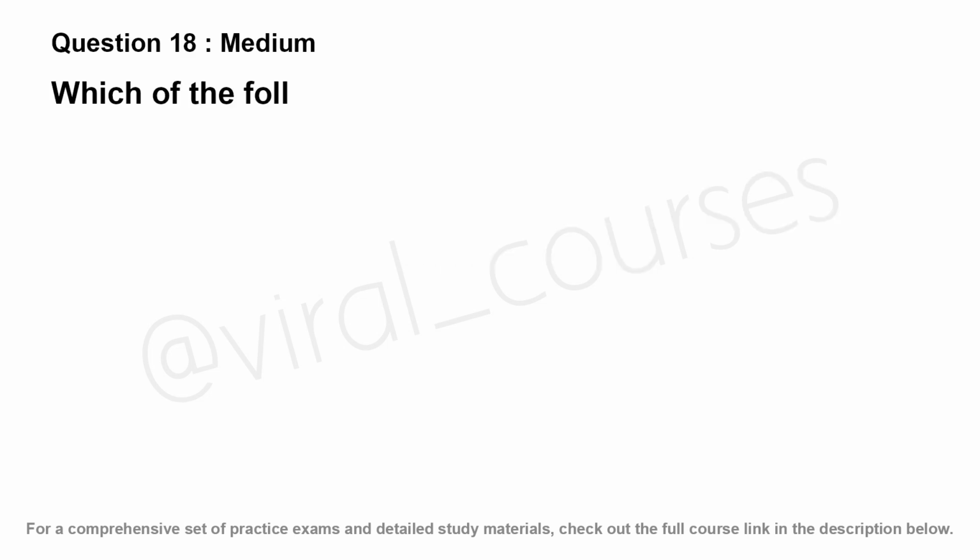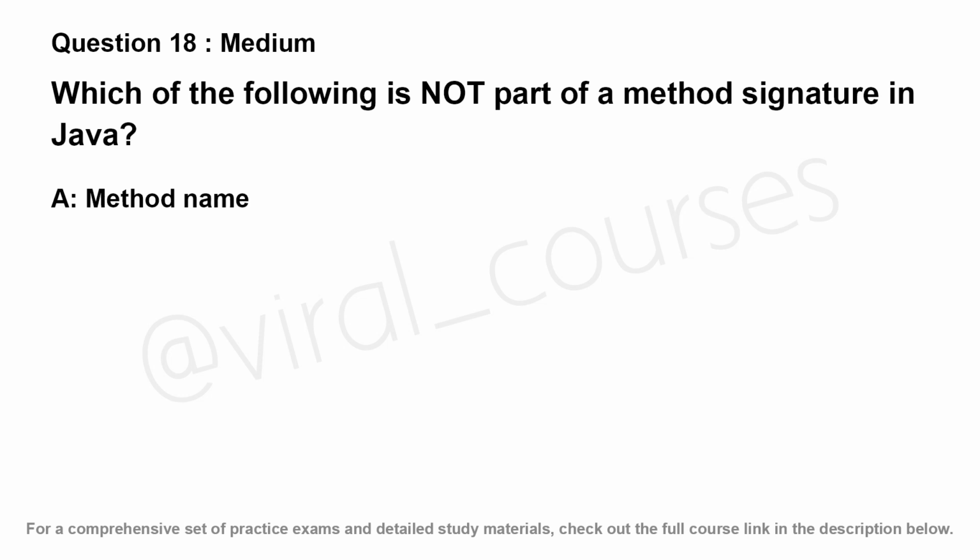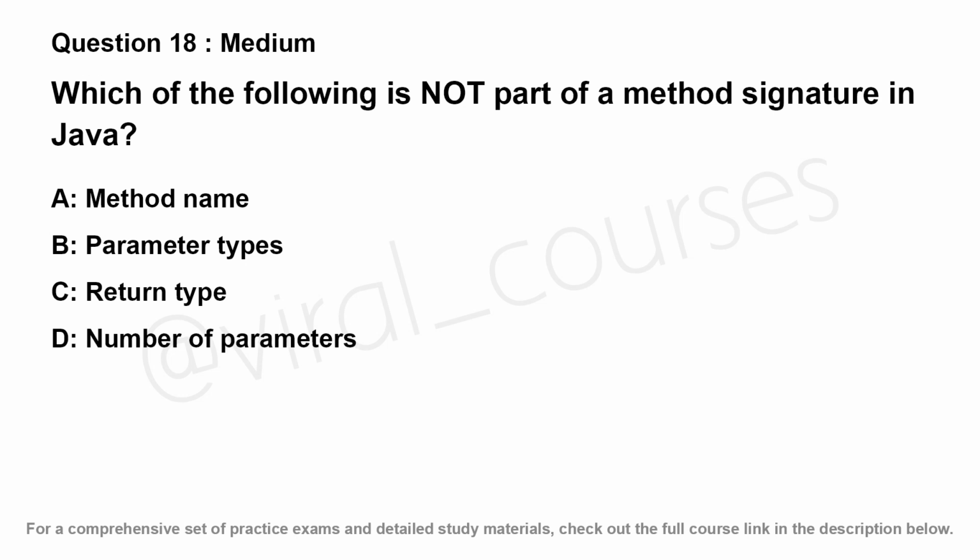Which of the following is not part of a method signature in Java? Option A. Method name. Option B. Parameter types. Option C. Return type. Option D. Number of parameters.